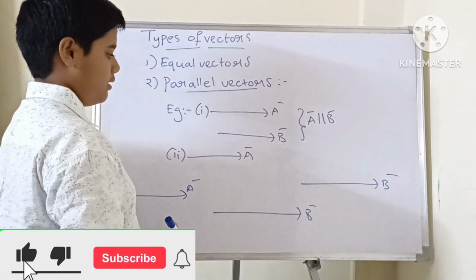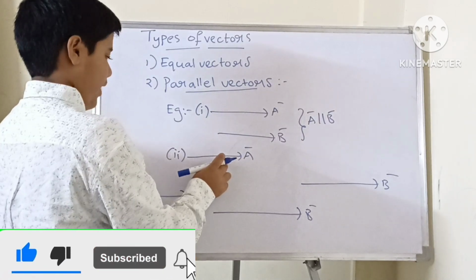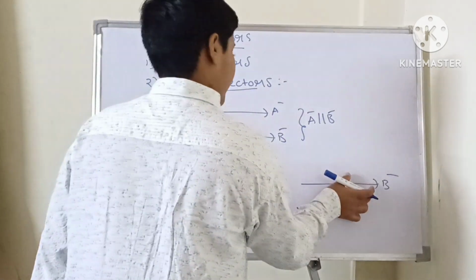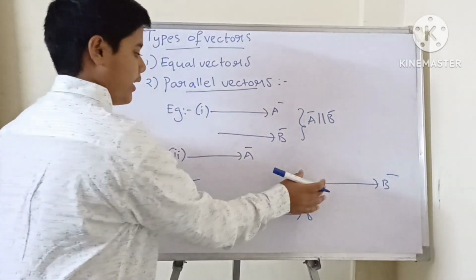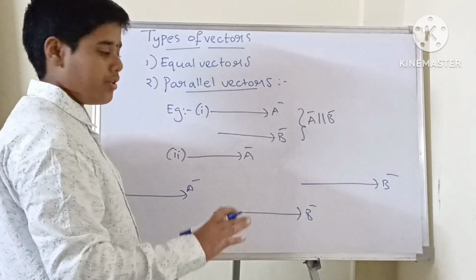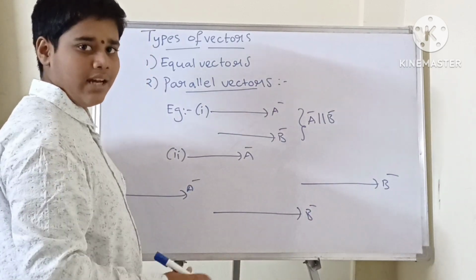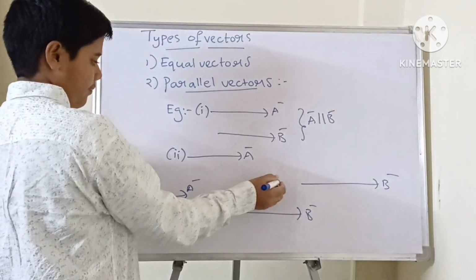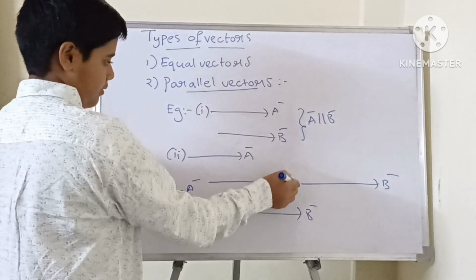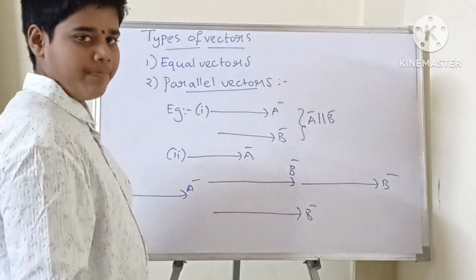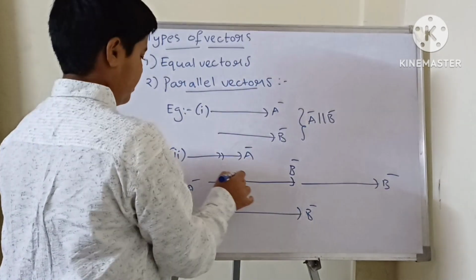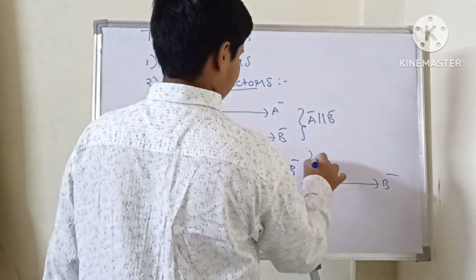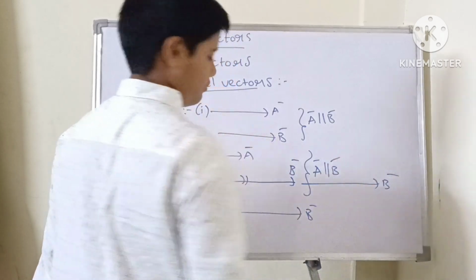How is it possible? Here is a very important point: we can slide the vector to any position on paper or board or any other paper. So I can slide this vector to this side, so it becomes like this. So this is B bar. If we see, these are parallel. Okay. So we can say that here also A bar is parallel to B bar.